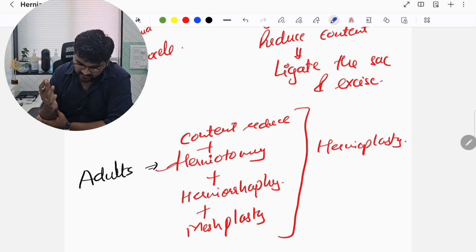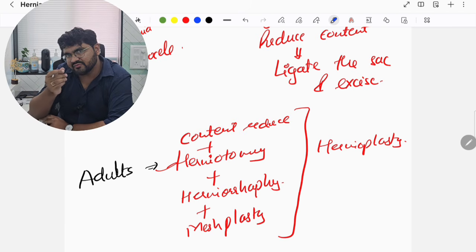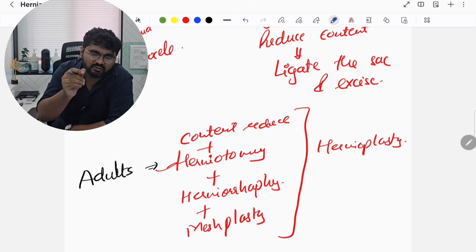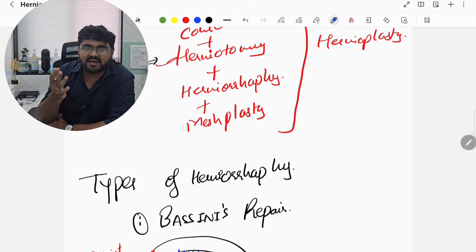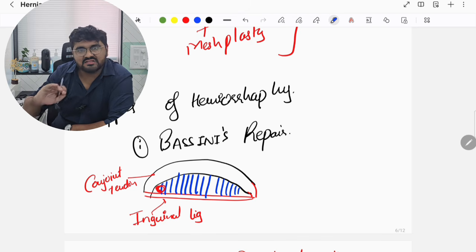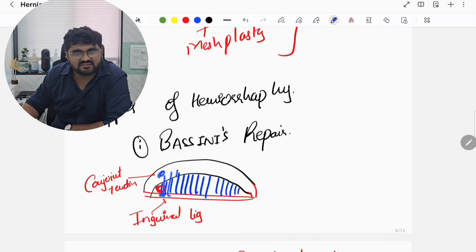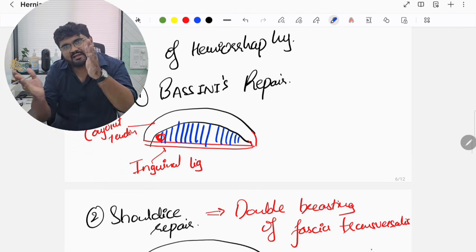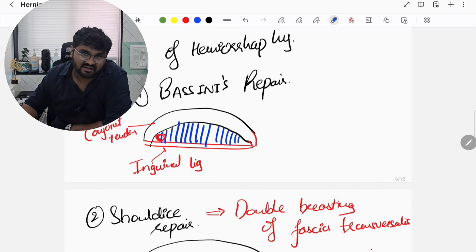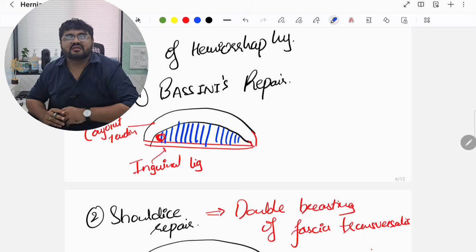is known as hernioplasty. So now let us see what are the different types of herniorrhaphy that you can do. Though we know that we just use the Bassini's repair, we will be discussing other herniorrhaphies as well. Okay, so the first is Bassini's repair. That is the easiest. We suture the conjoint tendon with the inguinal ligament. We suture it, we approximate it, and your work is done. This is Bassini's herniorrhaphy. The second option you have is the Shouldice repair.